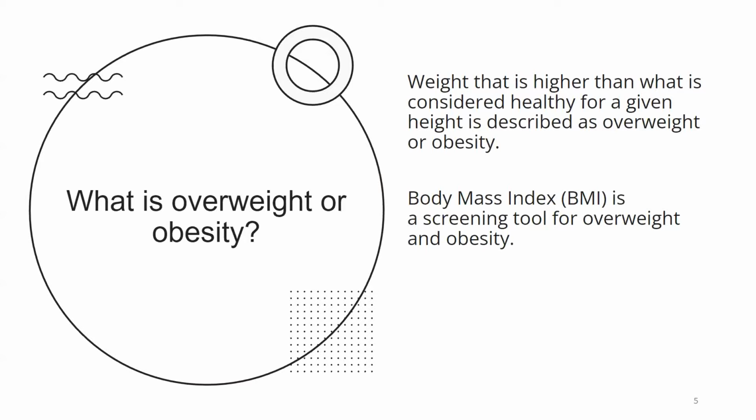So what is being overweight, or what is obesity? Weight that is higher than what is considered healthy for a given height is described as overweight or obesity. The body mass index, or BMI, is a screening tool to determine overweight or obesity. Usually obesity is considered what's overweight for your height and your weight. And the next slide.